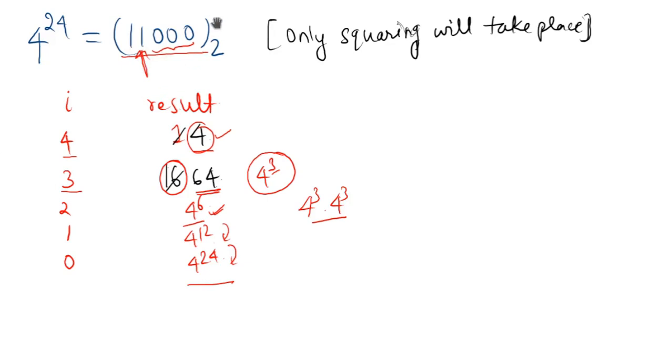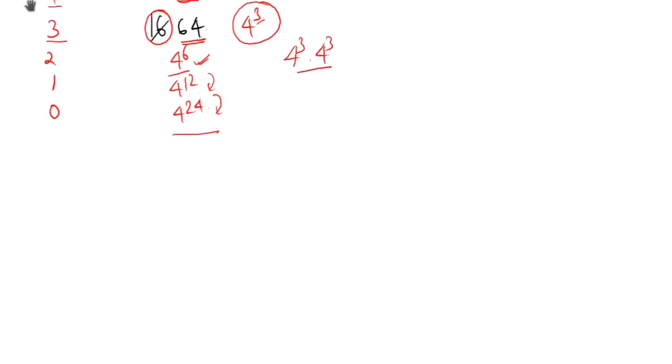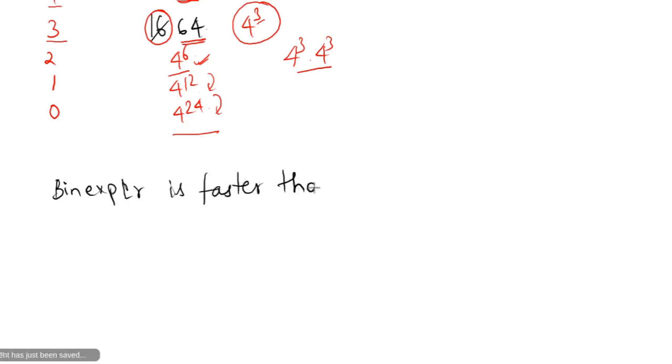And it has been found that binary exponentiation from left to right is faster than binary exponentiation right to left.